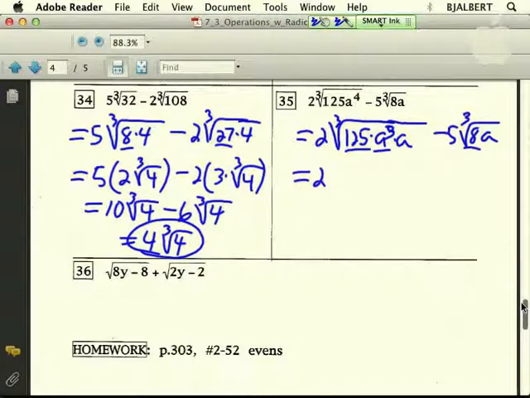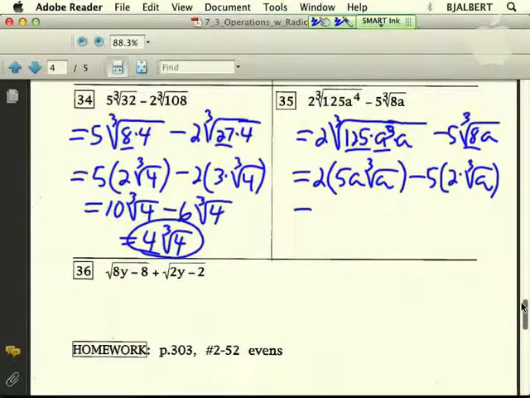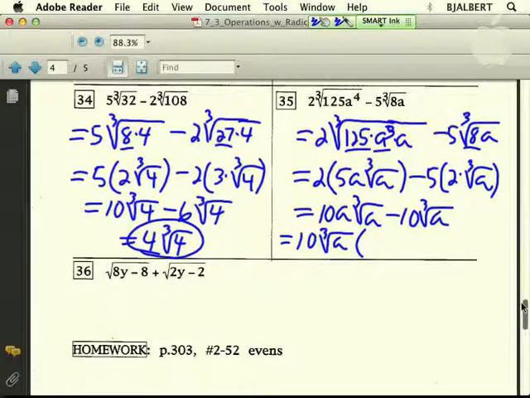So this is going to be 2 times 5a times the cube root of a minus 5 times 2 cube roots of a. So 10a cube roots of a minus 10 cube roots of a. And we could factor out a 10 cube roots of a. And that would leave us with a minus 1.